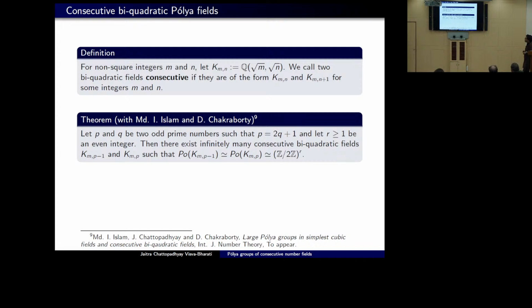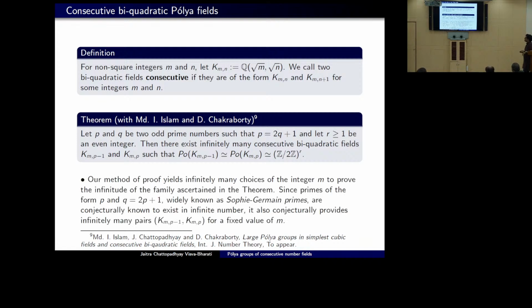q are two odd primes and they are related by p equal to 2q plus 1, these are called Sophie-Germain primes, and we fix two such primes p and q, let's say 5 and 11 are such primes, then there exist infinitely many consecutive biquadratic fields of the form K(m, p minus 1) and K(m, p), such that both their Polya groups are isomorphic to some finitely many copies of Z mod 2Z. Okay, and the technique that we have followed here is essentially varying the first coordinate m.